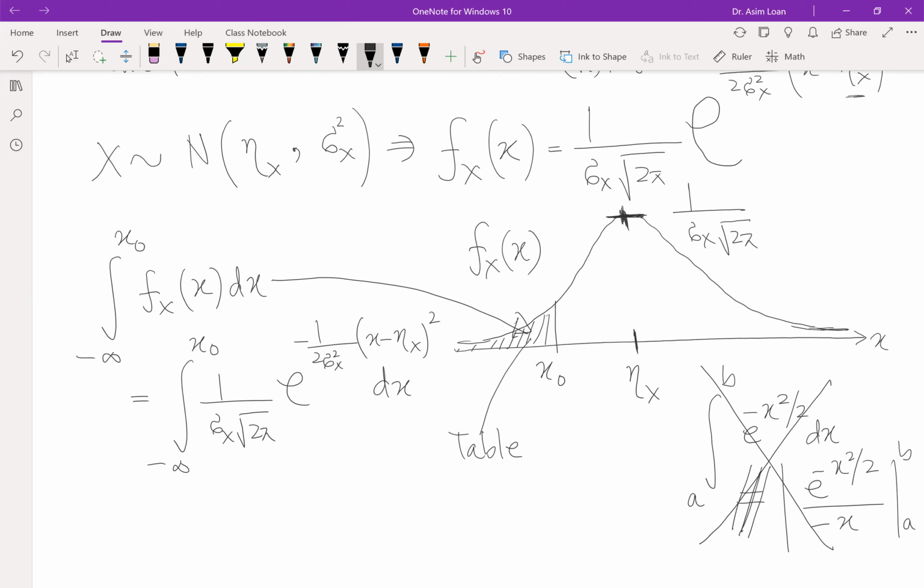Please do not say e to the minus x squared over 2, when integrated from a to b, is actually equal to e to the minus x squared over 2. The exponent here is minus x squared over 2, the 2s cancel, so minus x, and you integrate from a to b. This is a big no. Please do not say that. This is not correct, so don't do that.